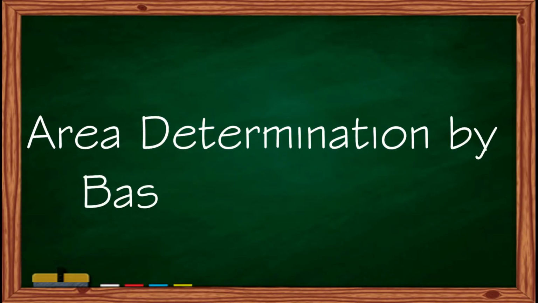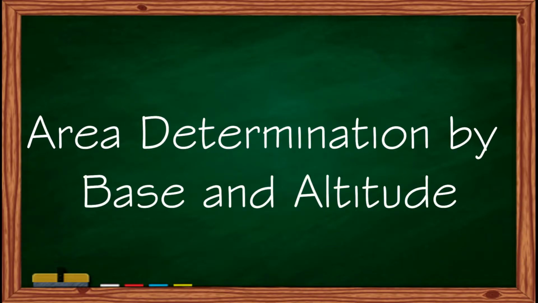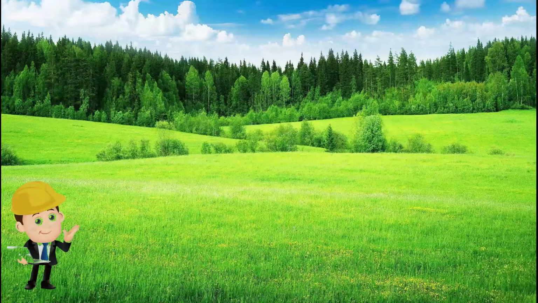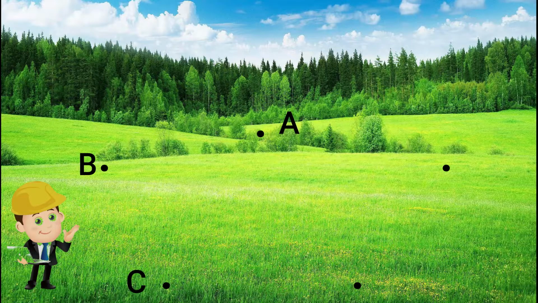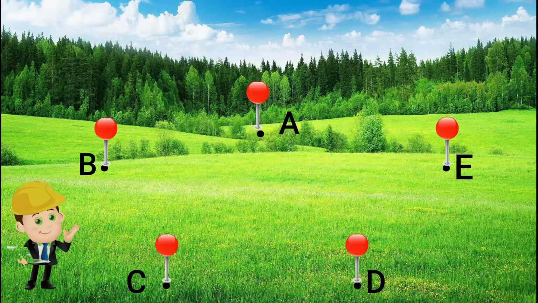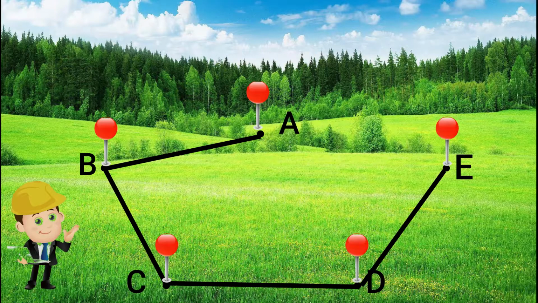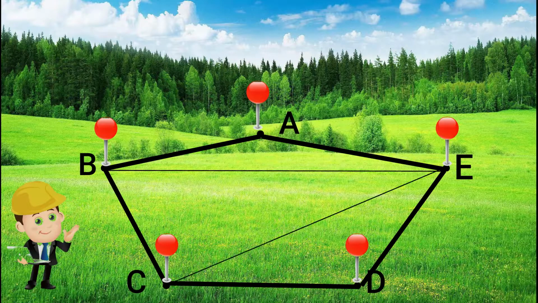First is area determination by base and altitude. The instructor will give 5 points on the field labeled as A, B, C, D, and E that will be marked using marking pins or chalk. Connecting all of these points with a line will give us a shape, a 5-sided polygon. Now, what we have to do is to divide it into 3 triangles.